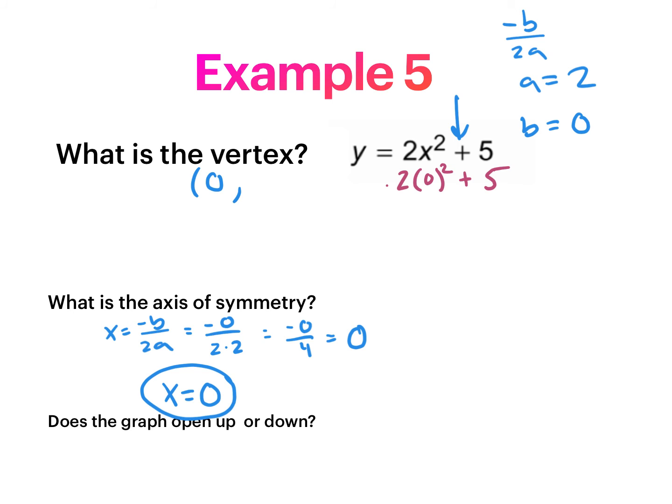Still have to follow your order of operations, so PEMDAS. So parentheses, exponents, what's 0 squared? 0. So 2 times 0 plus 5. What do I have to do next?